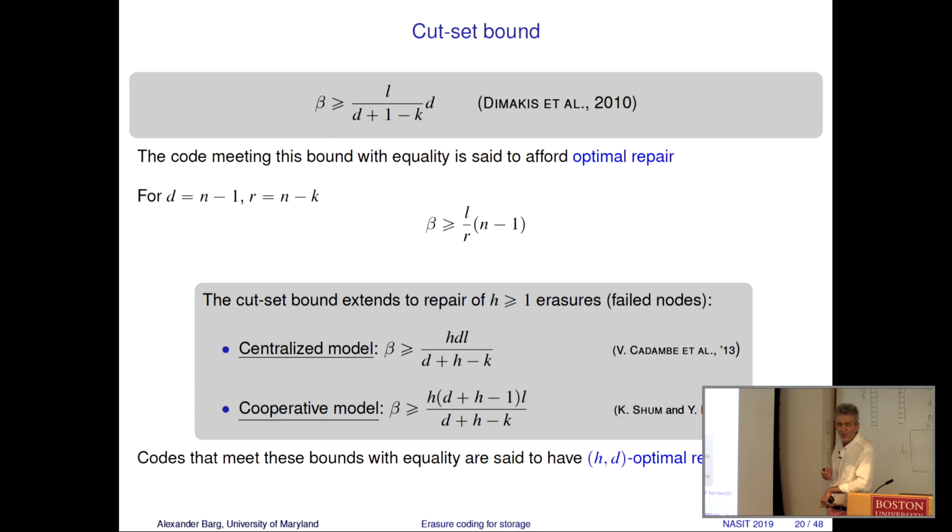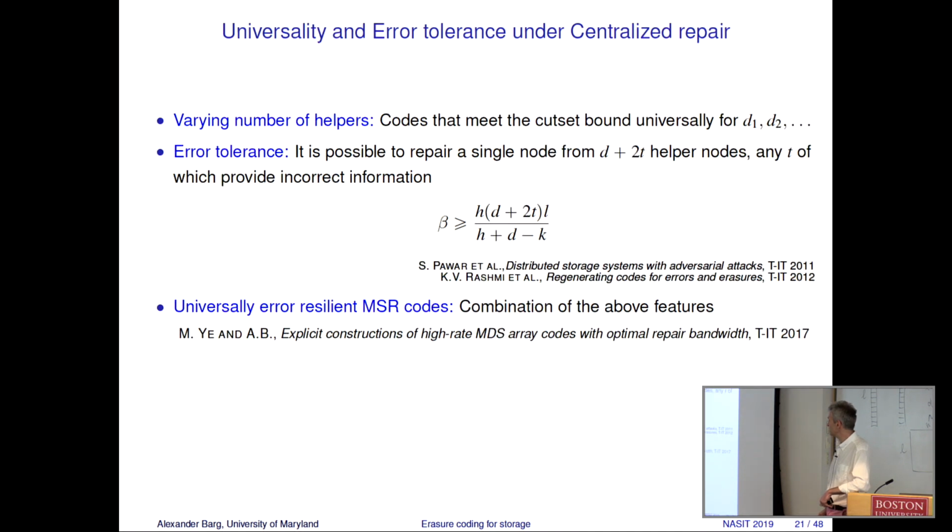But for the time being, once we have the idea as described, it is possible to derive versions of that cut-set bound for different versions of the repair question. Here H is the number of erasures that we are correcting. Centralized model, cooperative model. Codes that meet these bounds with equality are said to have (H, D) optimal repair bandwidth. H is the number of the erasures, D is the number of the helper nodes. Universality, varying number of helpers, the cut-set bound for different Ds.